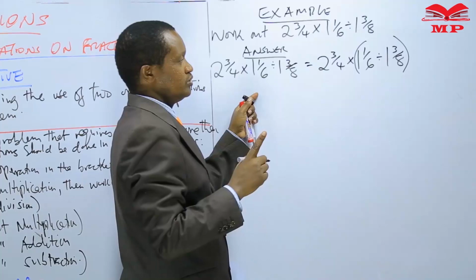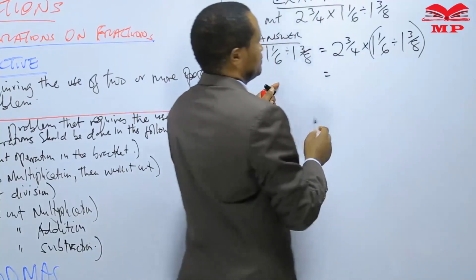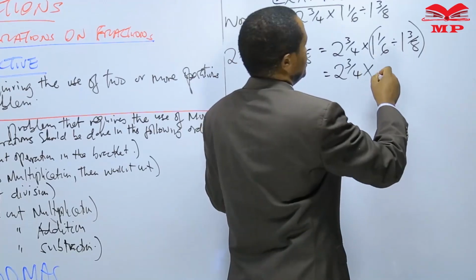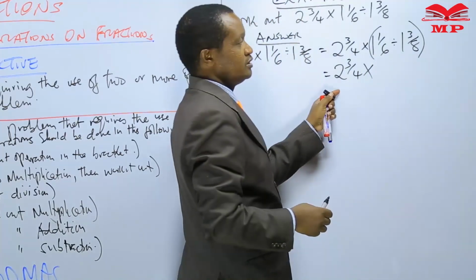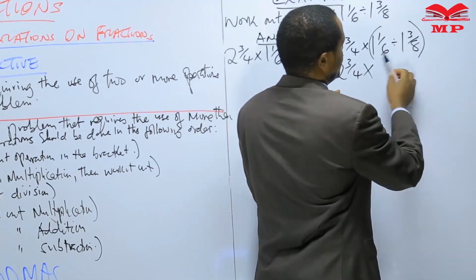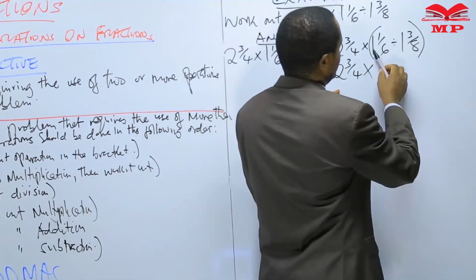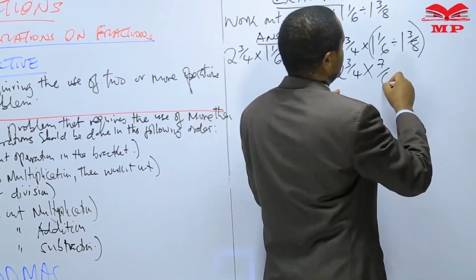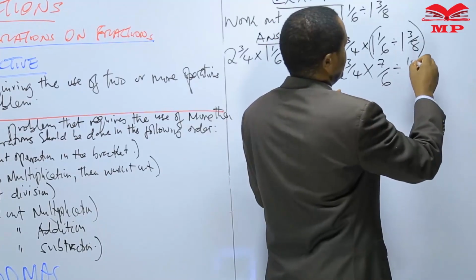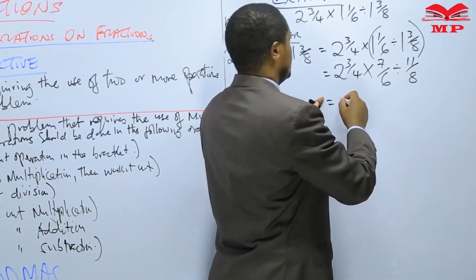We said there are two ways. So here we are going to divide this first. I come here and write 2 3/4 times. We will first convert the fractions. These are mixed fractions. We convert these fractions to improper fractions. 6 times 1 plus 1, 7/6. Divide by 8 times 1 plus 3, 11/8.